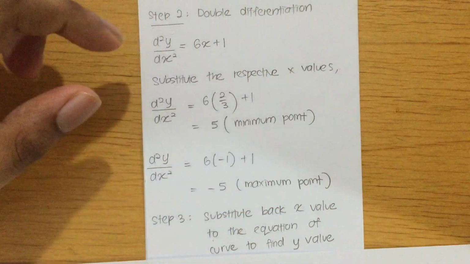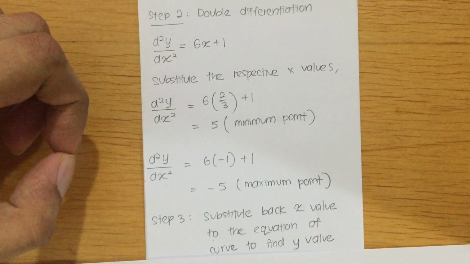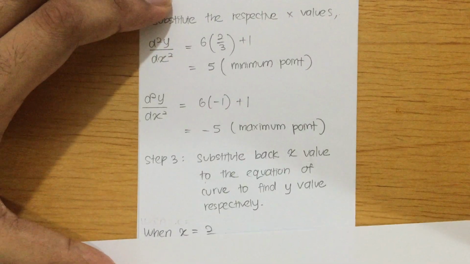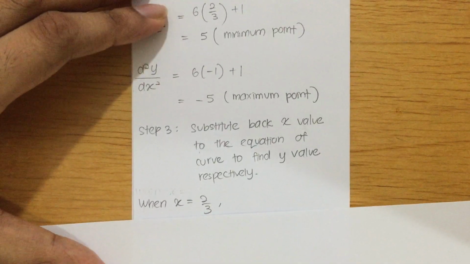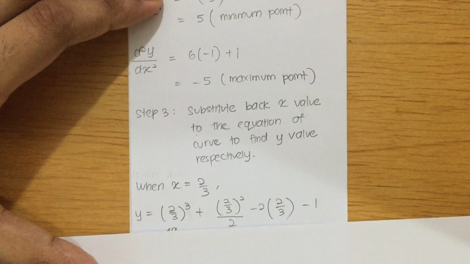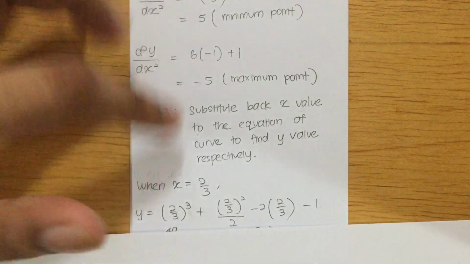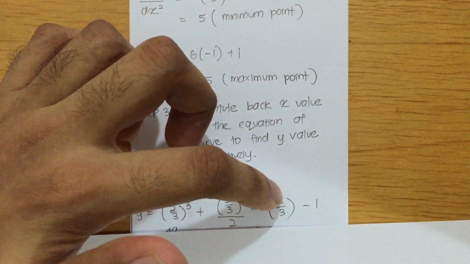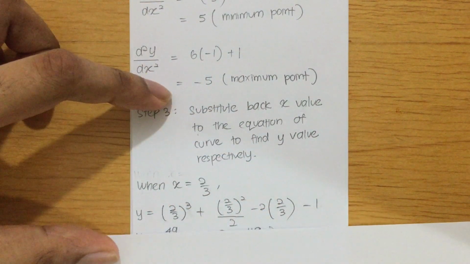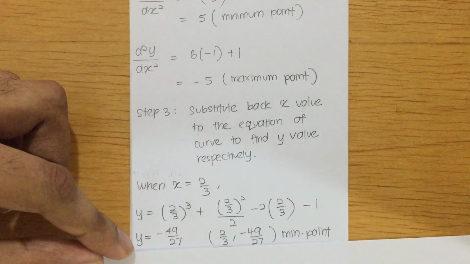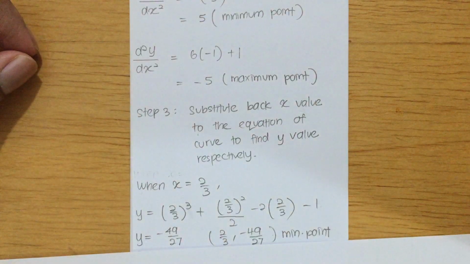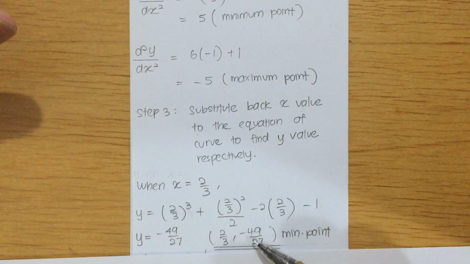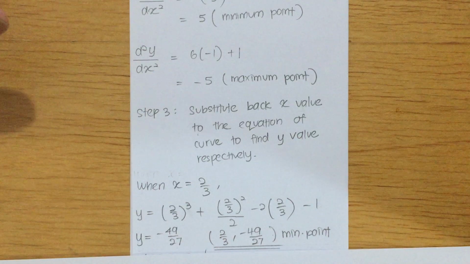Substitute back the x value into the equation of the curve to find the y value. So that is our step 3 guys, respectively. So when x = 2/3, y = (2/3)³ + (2/3)²/2 - 2(2/3) - 1. So from here you get your y equals to -49/27. So therefore you should know that (2/3, -49/27) gives you a minimum point.